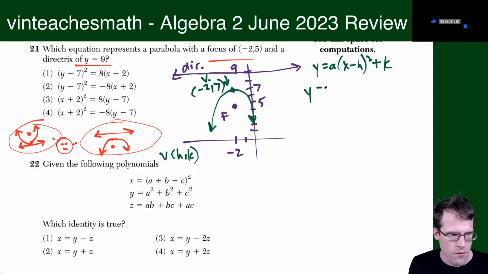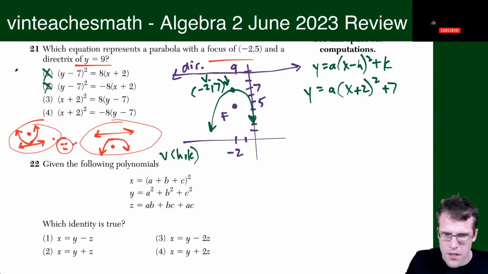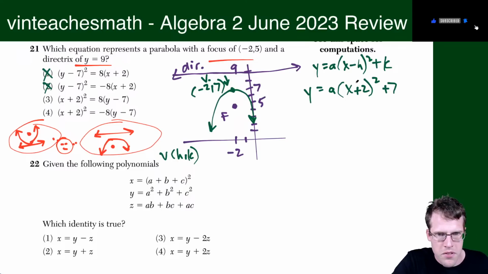If I plug that in, I have y equals a times x minus minus 2, which becomes x plus 2, squared, and then plus 7. Just looking at this, the x plus 2 should be squared. And I'm looking at that. This one, the y minus 7 is squared, so these are out. So 21 is not going to be 1 or 2. That's just process of elimination. X plus 2 should be squared.